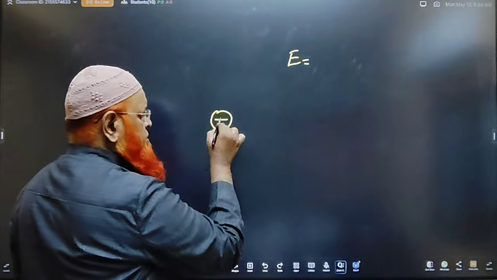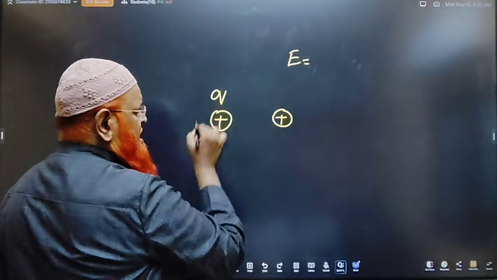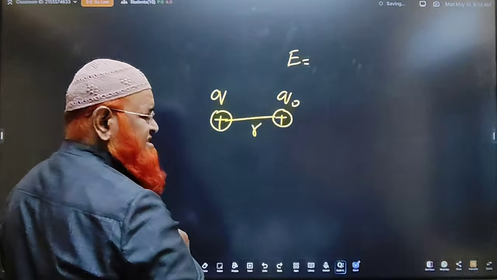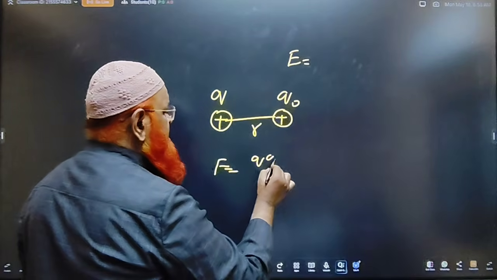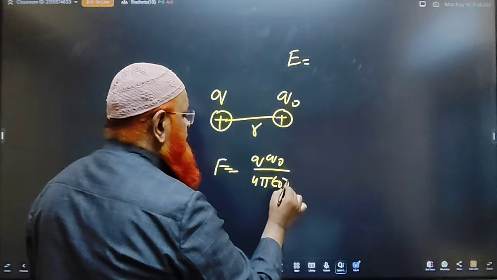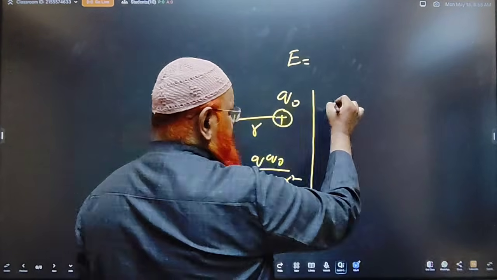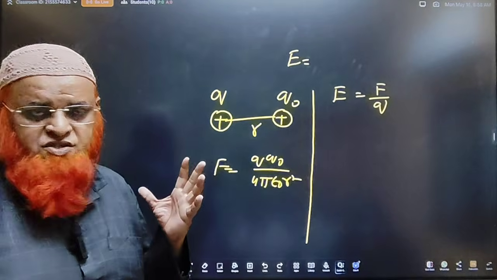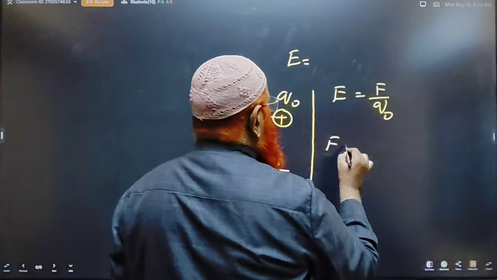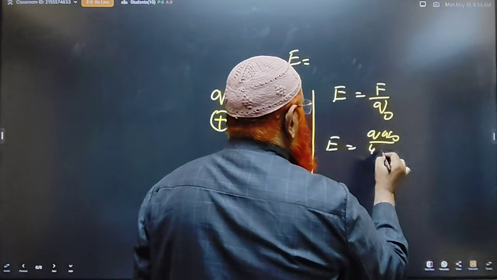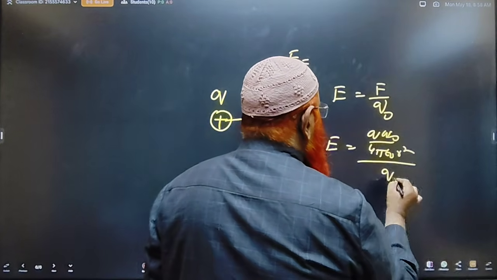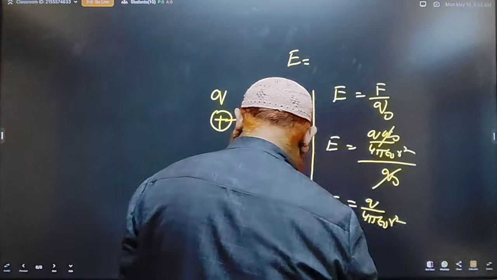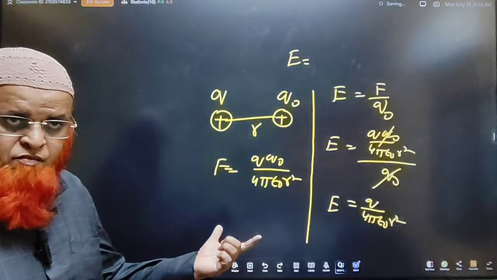See, for example, there is one positive charge Q, and another positive charge Q naught. This is a unit charge, at some distance R. So Coulomb's inverse square law says F is Q1 Q2 by 4 pi epsilon naught into R square. Then what is the formula for electric field intensity? Electric field intensity is nothing but force acting on unit charge. Already you know the formula for force: Q Q naught by 4 pi epsilon naught R square, divided by Q naught. Q naught gets cancelled. E is equal to Q by 4 pi epsilon naught R square. I got the formula for electric field intensity now.